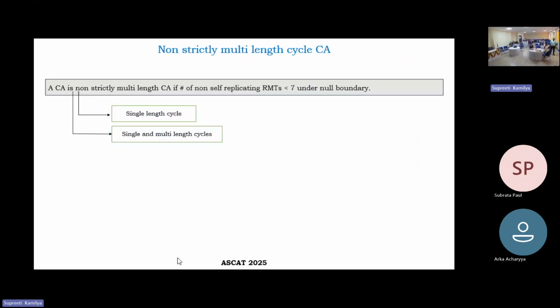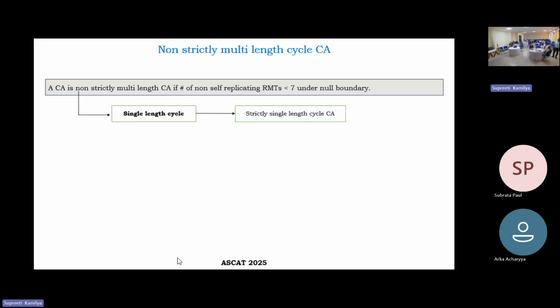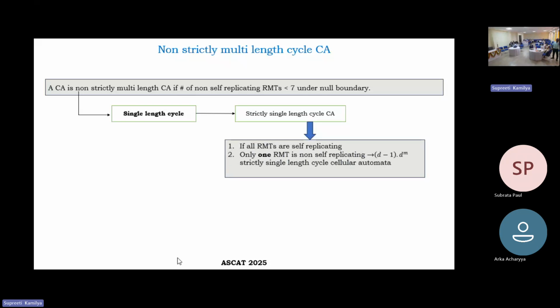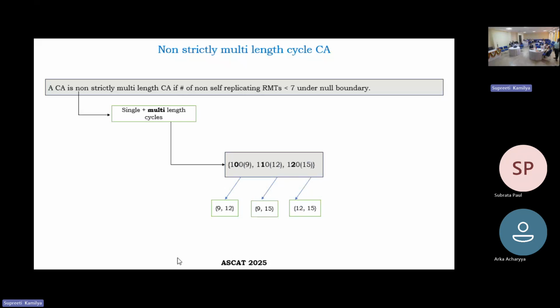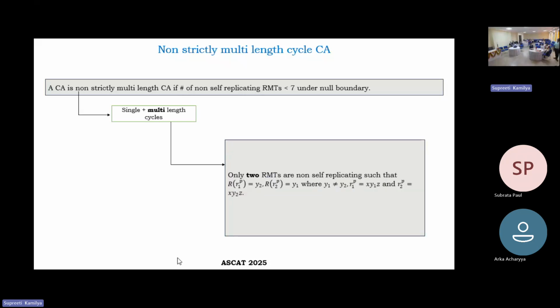Next, we are targeting the case where the number of non-self-replicating RMTs is less than 7. So what is the thing? Do we get only single length or single plus multi? The answer is yes, we always get strictly single length cycles if there is definitely no non-self-replicating RMT. If there is one non-self-replicating RMT, then also we always get strictly single length cycles. And if we get two non-self-replicating RMTs, then if this property is satisfied, we can get single length cycles of length 2.